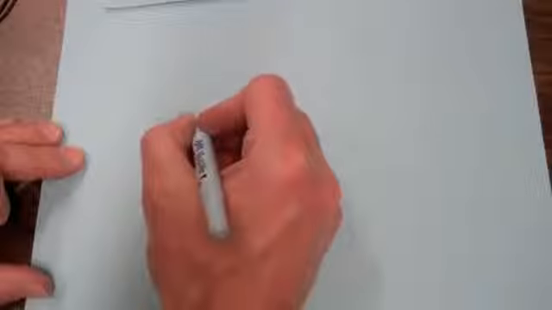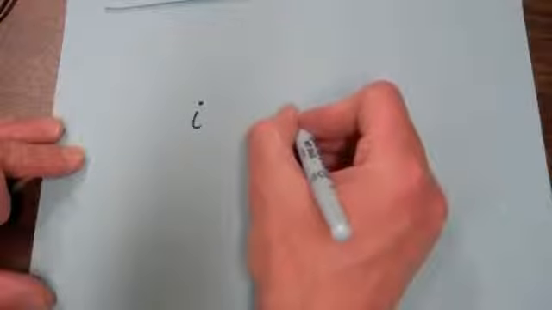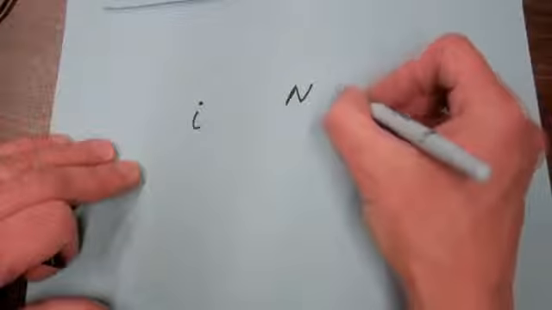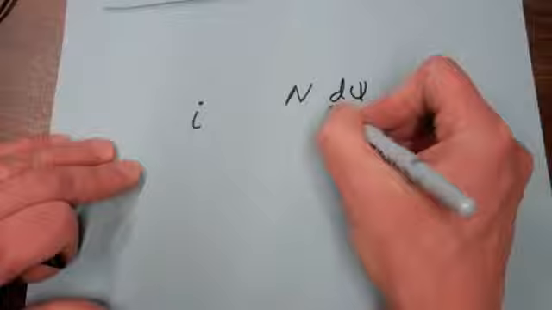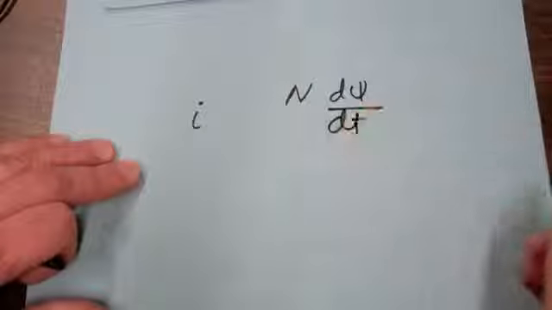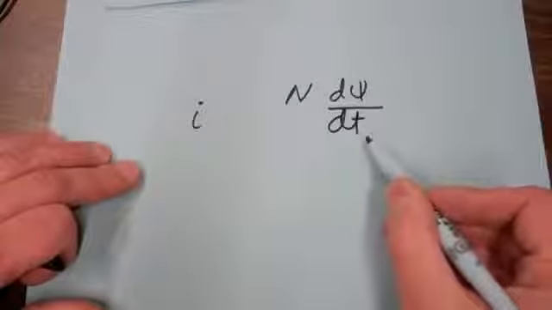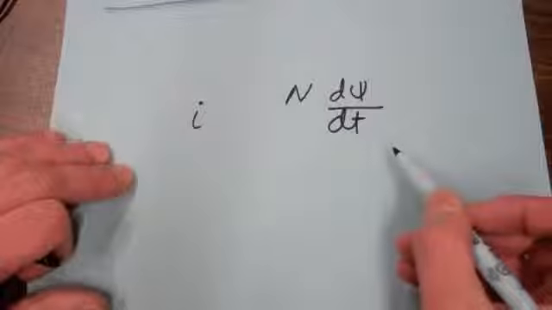We saw that as the number of turns in the coil increased, the current increased. So the current is proportional to the number of turns, which we'll use N to represent. We also saw that the current increased as the rate of change of magnetic flux inside the coil increased. So dψ/dt represents the change in the magnetic flux inside the coil.